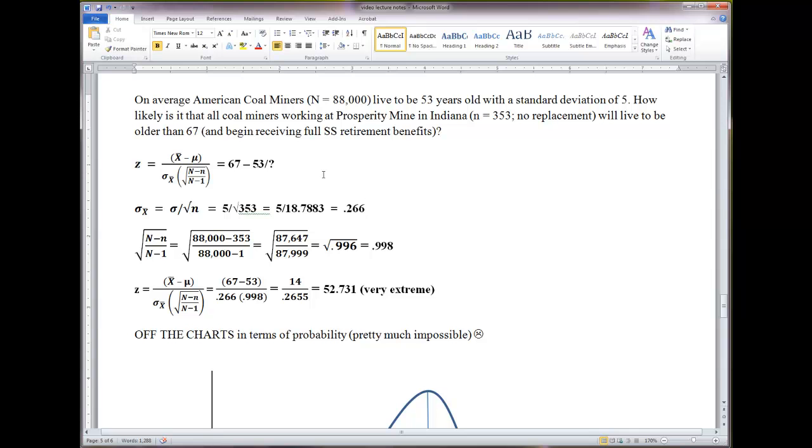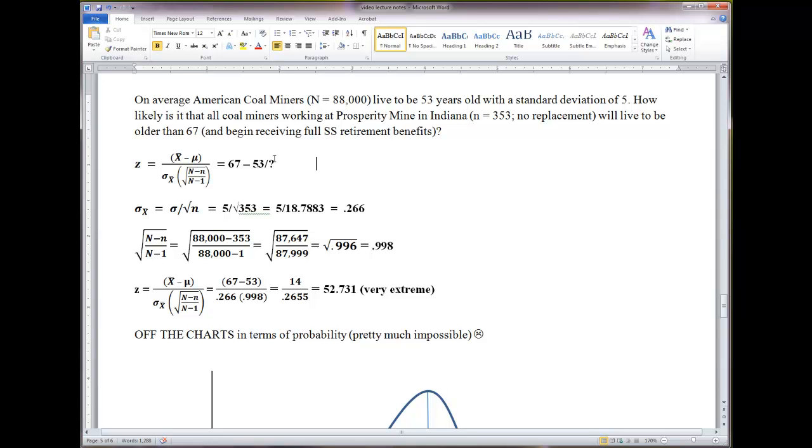So the first thing that you want to do, remember, we're going from an X value, which is 67, to a probability value. So we need to find the z-score for that. The first step is to find this denominator here. We already know what the numerator of z is. That's our sample mean minus our population mean. That's right here. But we don't know what the denominator is.